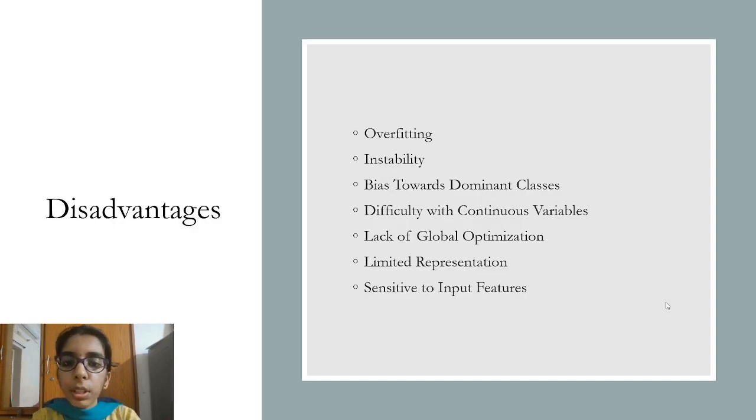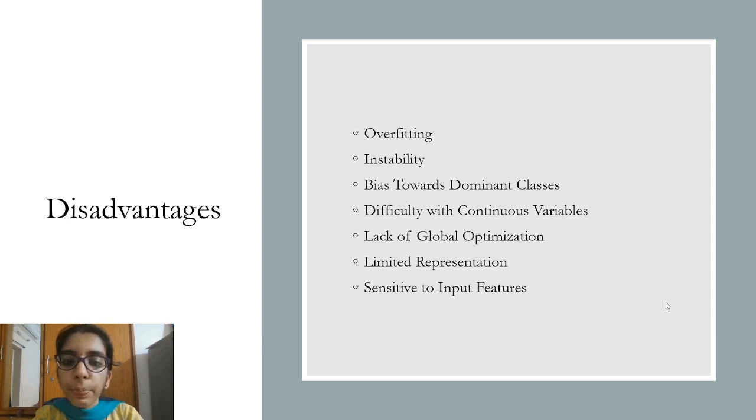Now, coming to the disadvantages of CART. Overfitting. One of the primary challenges with CART is the tendency to overfit the training data. Decision trees are prone to capturing noise and outliers in the data, leading to excessively complex models that perform well on the training set but generalize poorly to new unseen data. Overfitting can be mitigated using techniques like pruning, cross validation, and setting constraints on tree size.